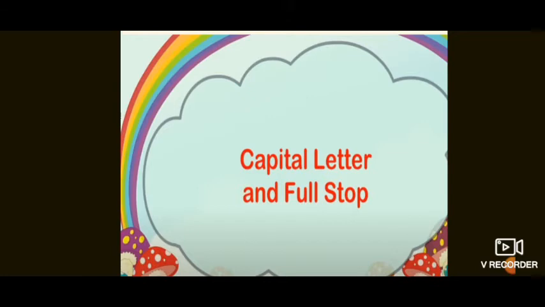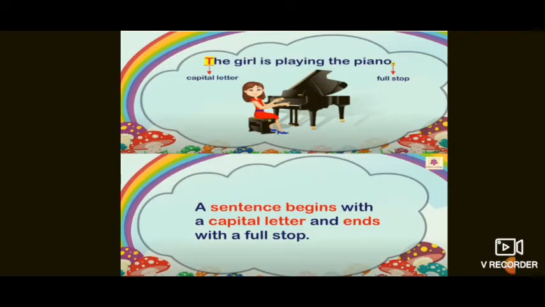Capital letter and full stop. See here in the first picture, the girl is playing the piano. One example has been given there. In that sentence, the beginning of the sentence is capital. See, they have written T capital, right? And the sentence ends with what? Full stop. So, whenever you are writing a sentence, children, the beginning of the sentence should always be capital and it ends with a full stop. Secondly, a sentence begins with a capital letter and ends with a full stop, as it is mentioned down. So, this thing you have to remember, children.